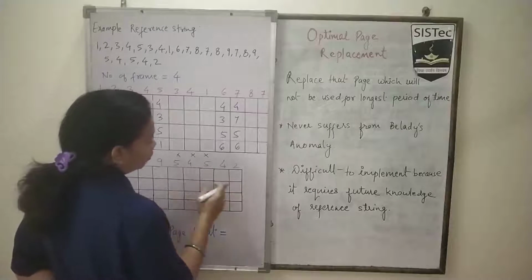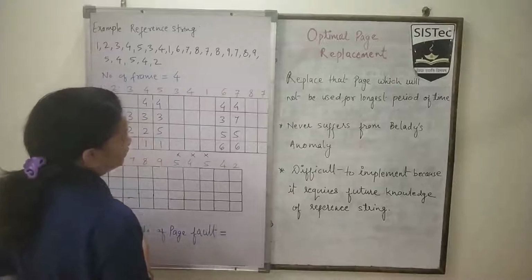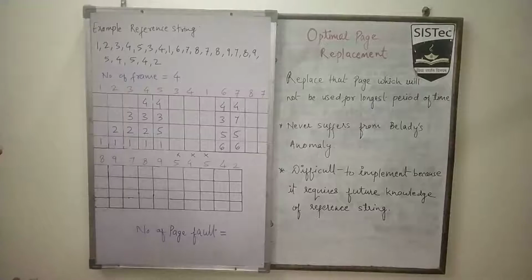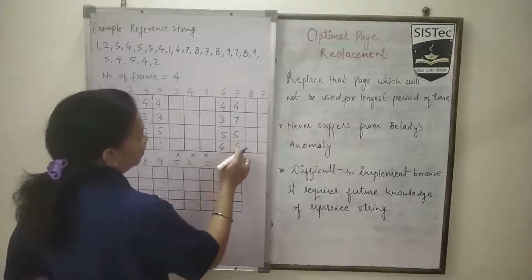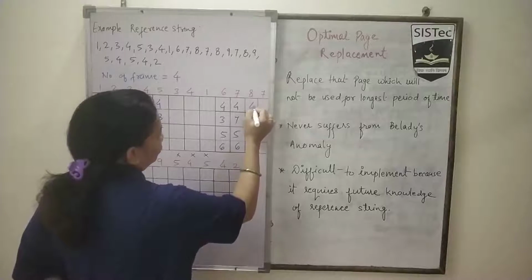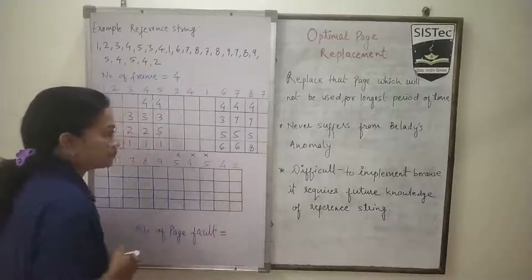Even there is no page request of page number 6 in the further queue. So 6 is our target page. We can replace page number 6 by 8. So 4, 7, 5 and 8.